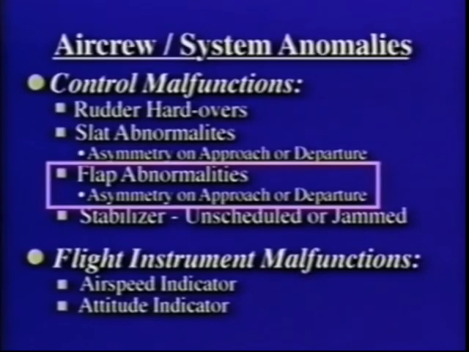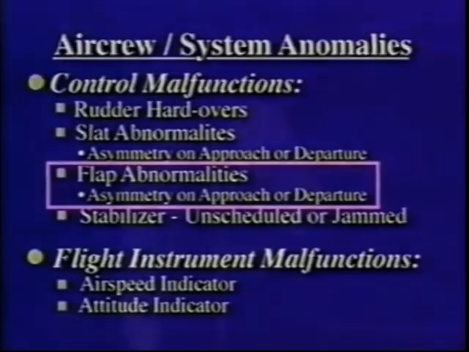Let's look at flap abnormalities. There's several of these out here, but I'm going to tell one about us. I'm going to tell a story about American Airlines here. The reason I'm going to tell a story about American Airlines is because it's going to lead into some things we're going to talk about this afternoon. This issue of automation dependency.